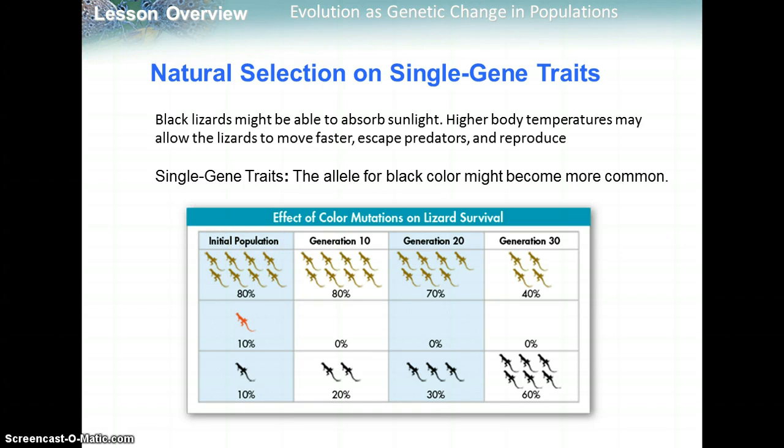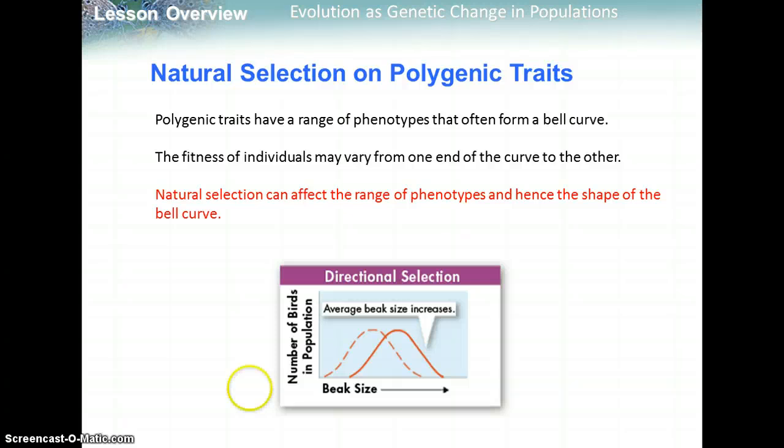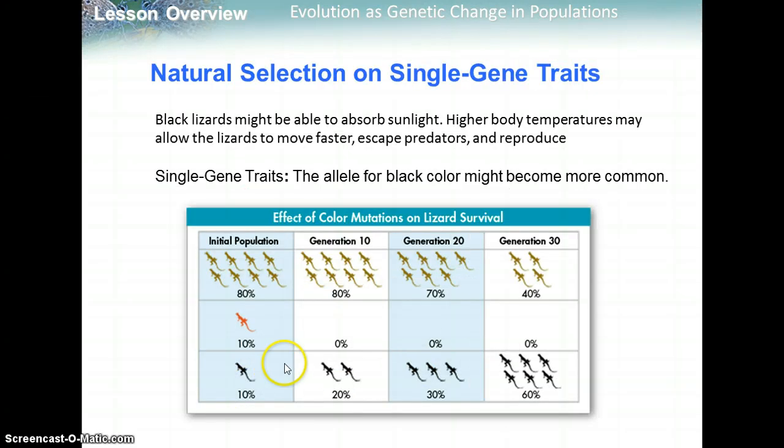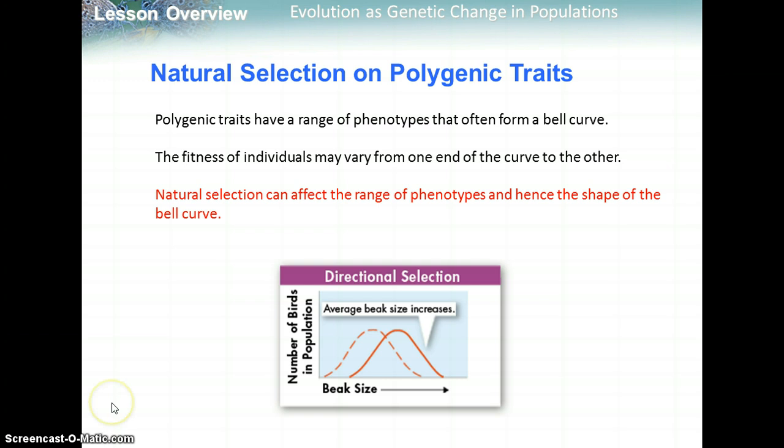Black lizards might be able to absorb sunlight, so their higher body temperatures may allow the lizards to move faster, escape predators, and reproduce. So for single-gene traits here, the allele for black color might become more common. So as you saw here, over time, we went from 10% to 60% of the population. They were able to survive and reproduce longer than the brown ones, so the brown population decreased in frequency.